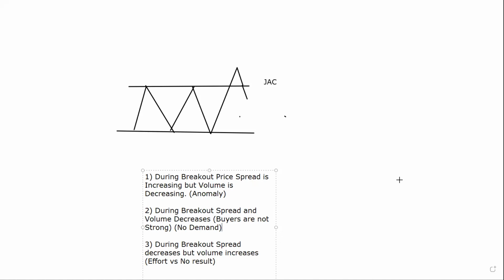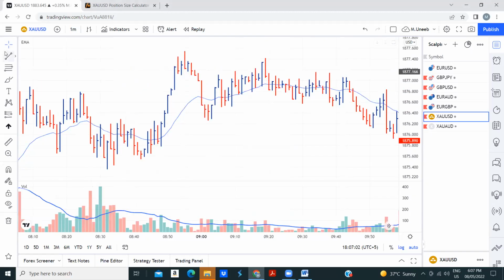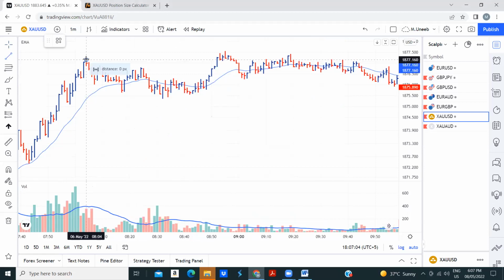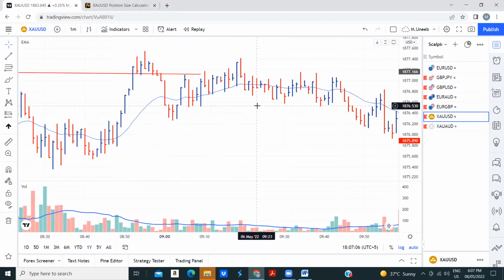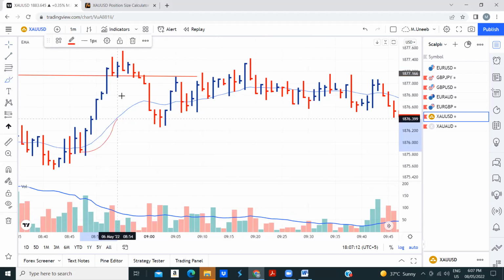Yeah, this is good. For example, this one here. Is this a true breakout or not? How do we know? We join the support line here, we break out. What happens here? As we go up to the upside, during this whole move, the price spread is increasing, volume is decreasing, and suddenly we see a high volume. Increased volume, but after that, what do we see?